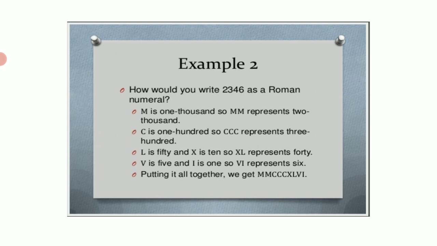Then we have 300. C stands for 100. If we write C thrice, then it becomes 300, 100 plus 100 plus 100. Then for 40 we have XL and for 6 we have VI. So MM represents 2000, CCC represents 300, XL represents 40, and VI represents 6. So putting them all together, we have MMCCCXLVI, that stands for the number 2346.